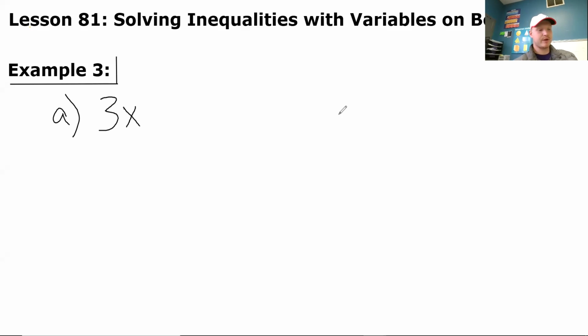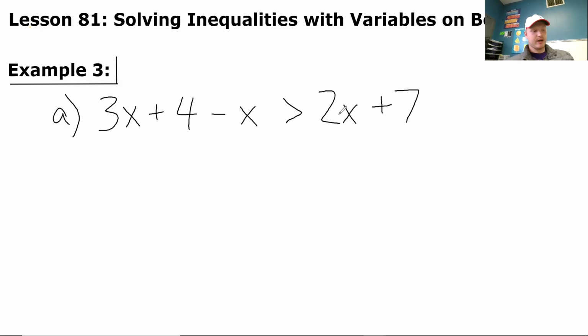So letter A, we have 3x plus 4 minus x is greater than 2x plus 7. So essentially what we're doing here is we are checking to see if our answer is correct. What I mean by that is we're going to do the exact same process that we did in example 2, but now we're going to see if we were correct in our findings. So let me show you what I'm talking about here.